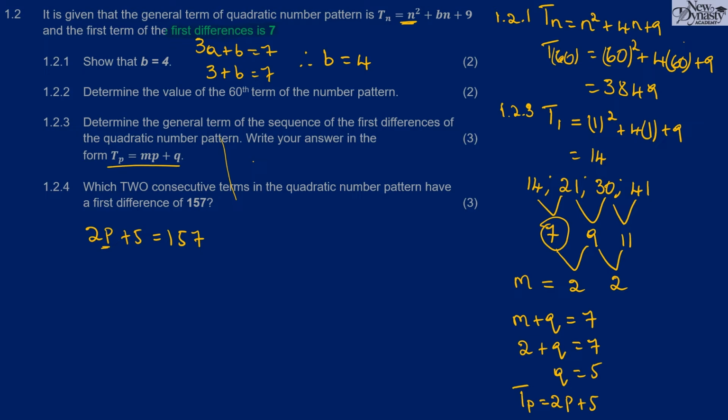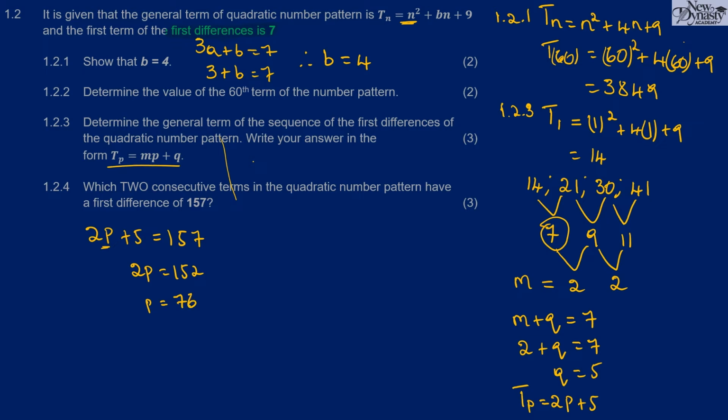So how do you do that? You can subtract 5 on both sides, then you're going to have your 2p being equal to 152. Then you divide by 2 on both sides, and then you get what? Your p being equal to 76.